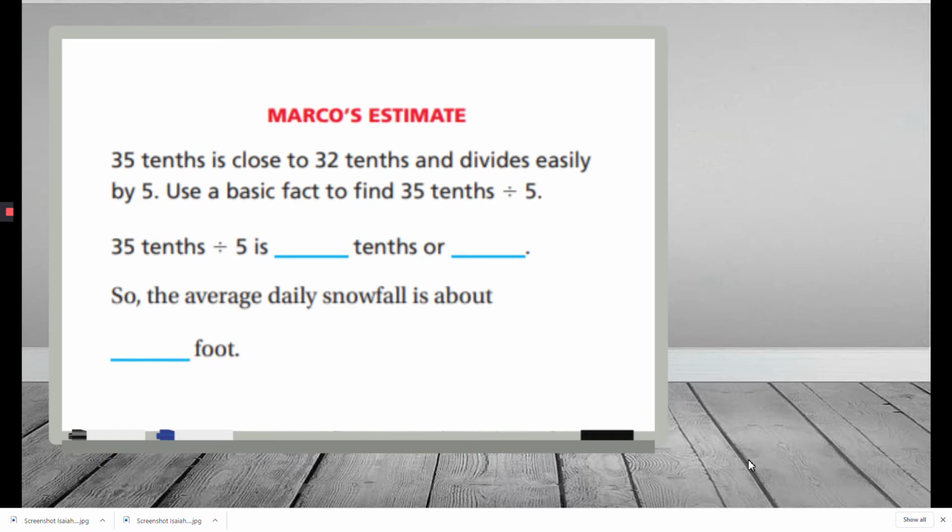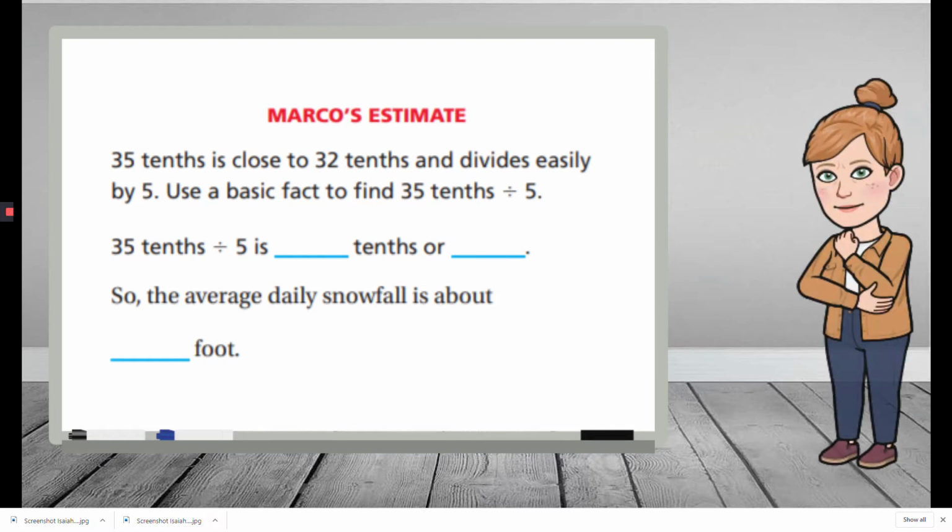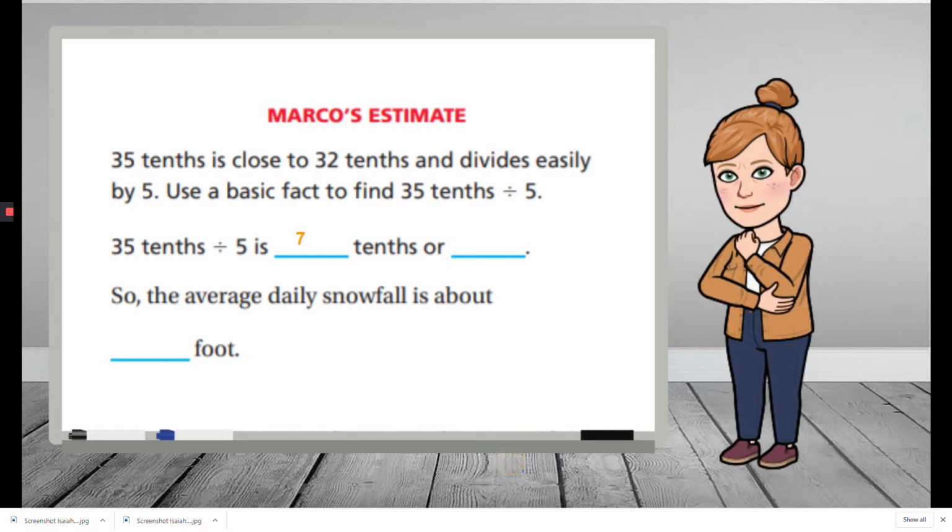Now we're going to look at Marco's estimate. 35/10 is also close to 32/10 and divides easily by 5. Use a basic fact to find 35/10 divided by 5. So 35/10 divided by 5 is 7/10 or 0 7/10 in number form. So the average daily snowfall that Marco found is 7/10 foot.